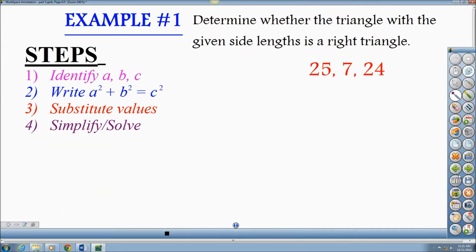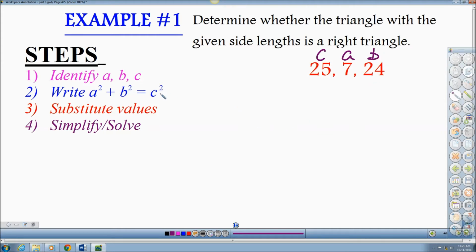Here is the first example. Our instructions tell us to determine whether the triangle with the given side lengths is a right triangle. So I have the side lengths 25, 7, and 24. Three sides make a triangle. Well, I first have to identify which ones are A, B, and C. Remember that C is the longest side, which is the hypotenuse. So I look here for the longest side, which is 25. I'm going to label it C. And so the other two must be the legs, which would be sides A and B.